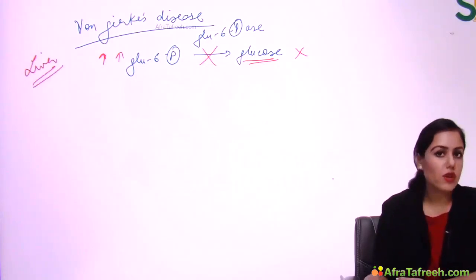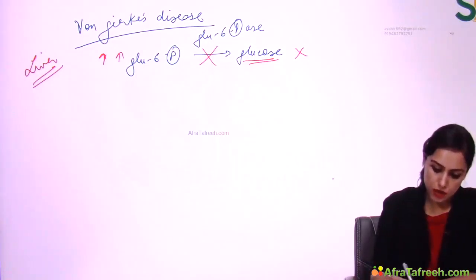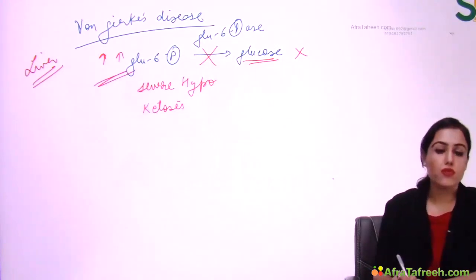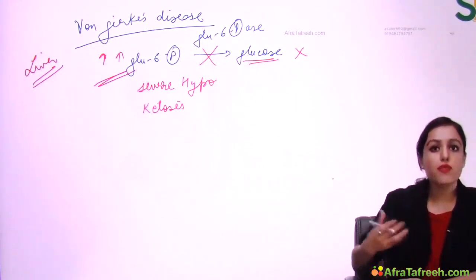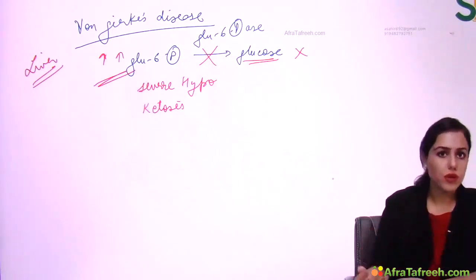When glucose is not released in liver, then this glucose from liver is not coming to blood, then these patients have severe hypoglycemia, they have ketosis. When this excess glucose 6-phosphate is getting accumulated in liver cell, then liver cell will think that it is fed state. In fed state, glucose 6-phosphate present and that is converted to glycogen.